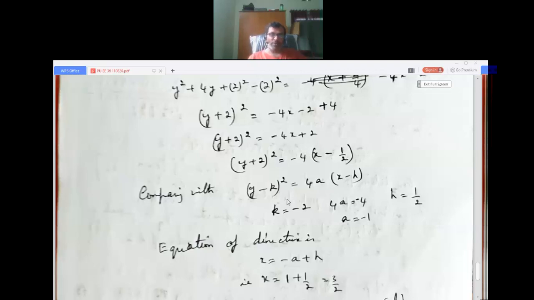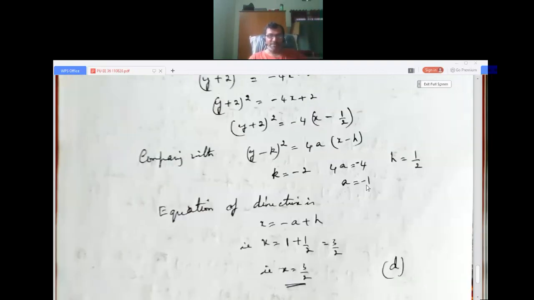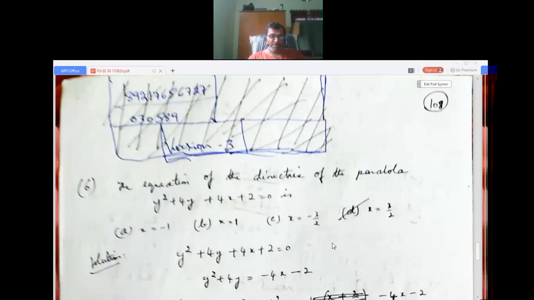Now I compare with y minus k whole squared is equal to 4a into x minus h. K is minus 2, 4a is minus 4, so a is minus 1. H is half. For this parabola, the directrix is given by x is equal to minus a plus h. This formula you should know. So x is equal to minus a, a is minus 1, so it will be 1 plus h, which is half. 1 plus half is 3 by 2. So x equals 3 by 2 will be the directrix of this parabola.